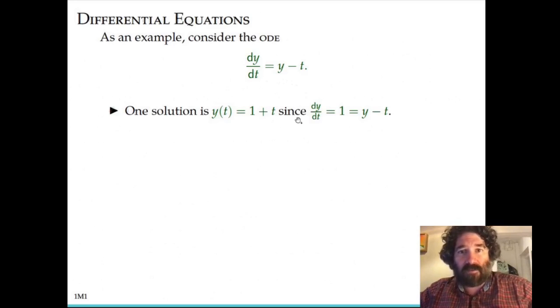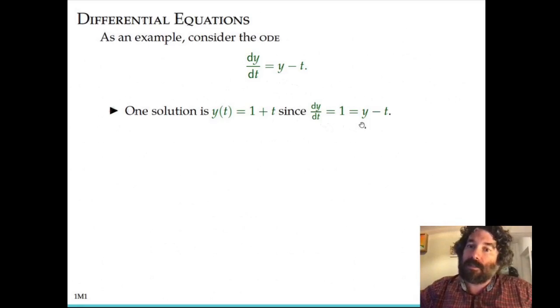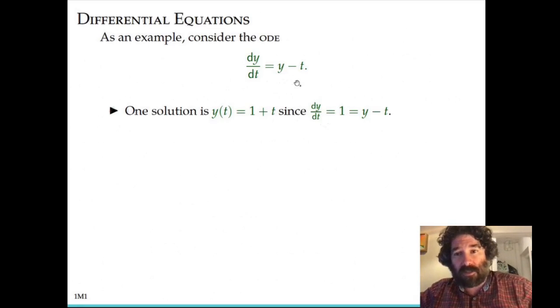1 plus t, the derivative is just 1, and that equals y minus t. That's 1 plus t minus t. Right? So this is a solution of the differential equation. However, there's other solutions as well.